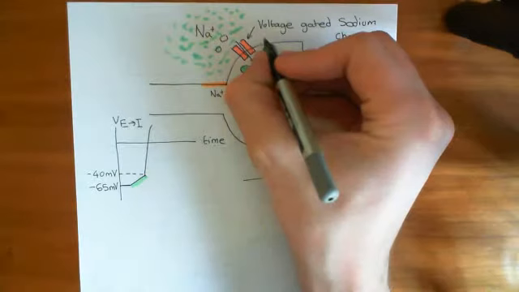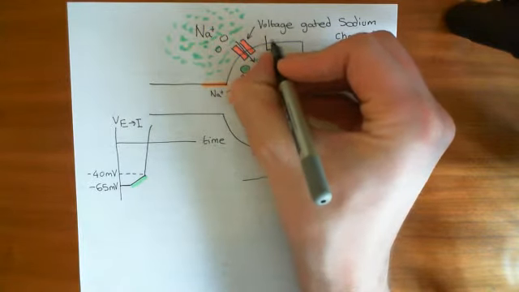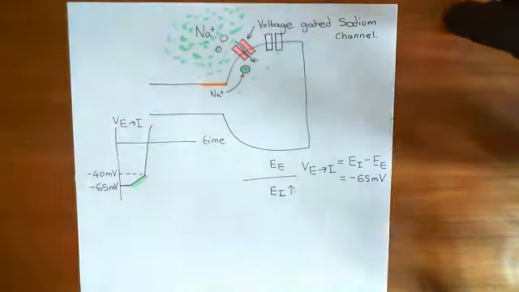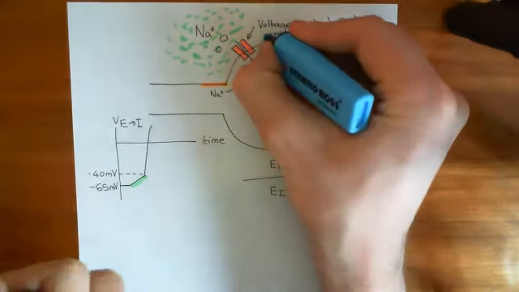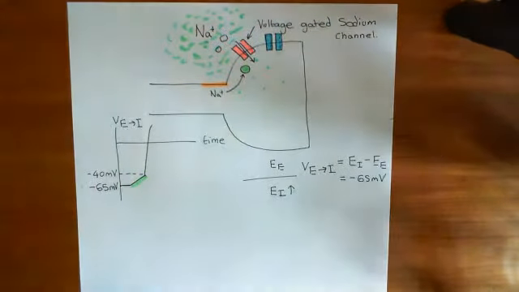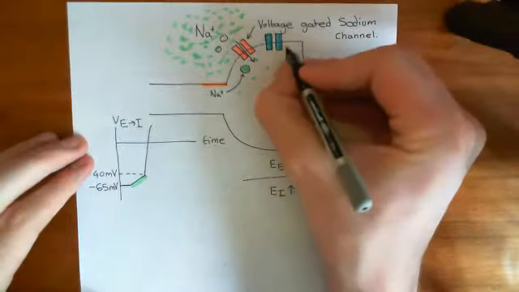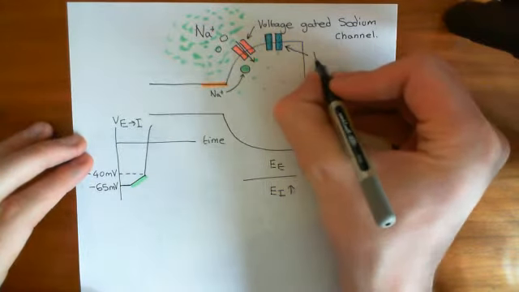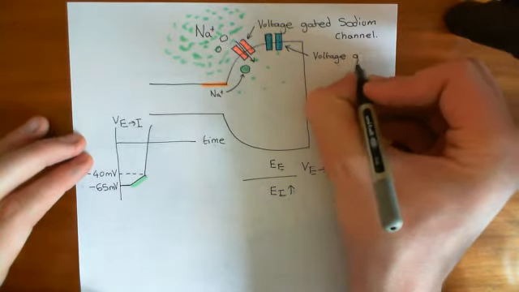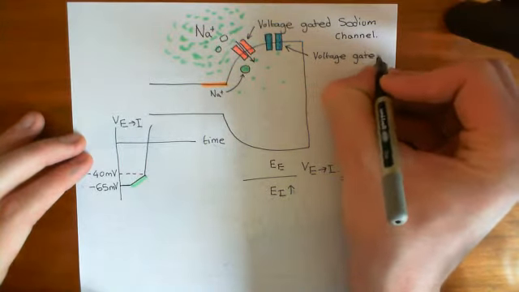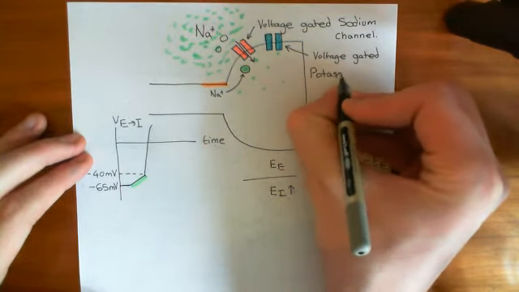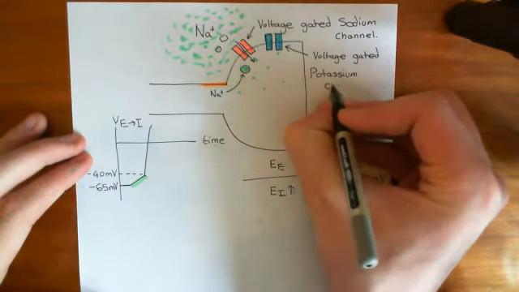Now, there is another type of voltage-gated channel that becomes important now, and these are the voltage-gated potassium channels. Let's draw the voltage-gated potassium channel here in blue. So here's our voltage-gated potassium channel. The voltage-gated potassium channels are usually activated to open at the same threshold potential as the voltage-gated sodium channel.